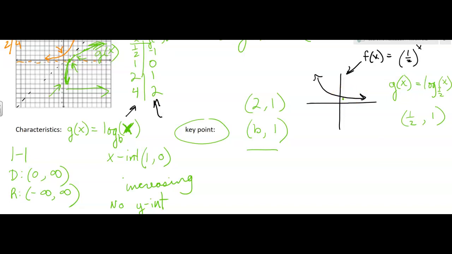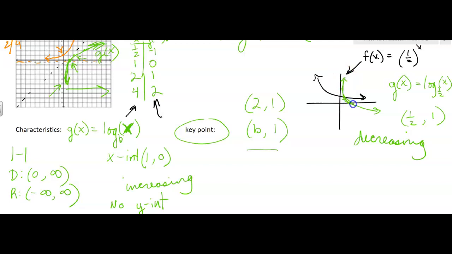And then you're still going to have your intercept at 1, 0. But your function's going to go like this. You'd have to get more points to draw it nicely. But it's going to be decreasing. The domain's staying the same, the range is staying the same.